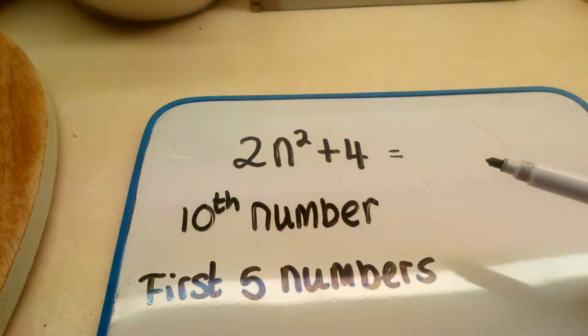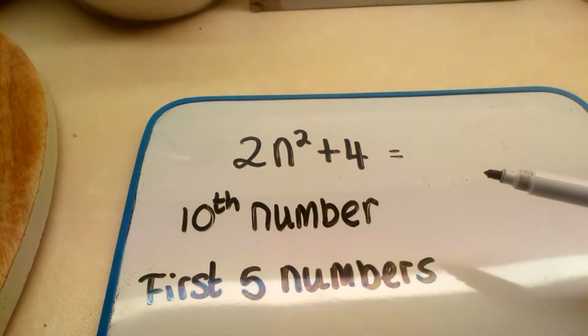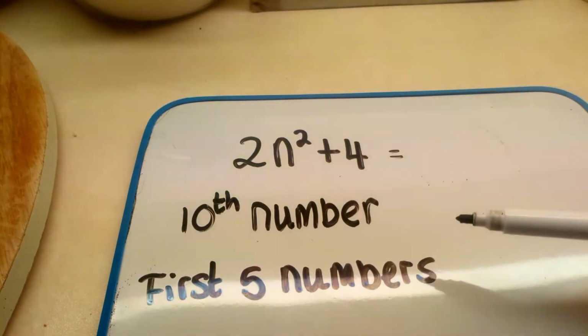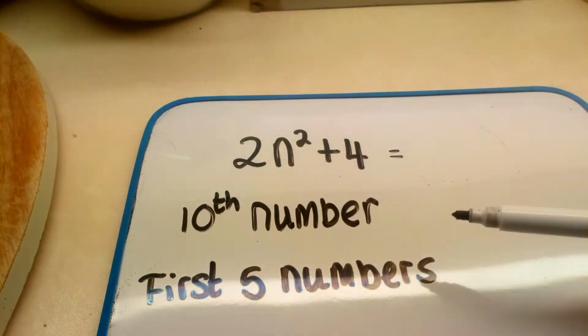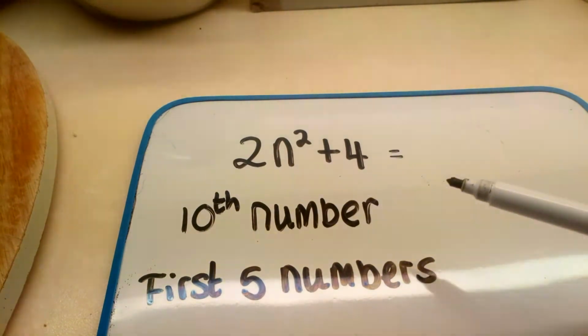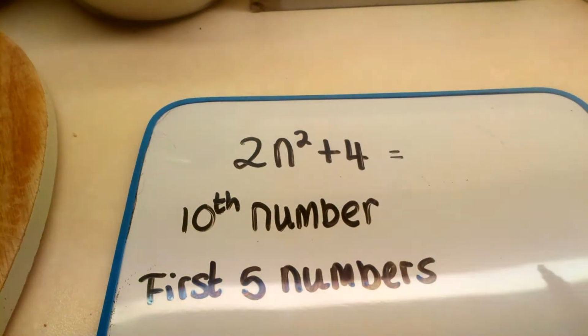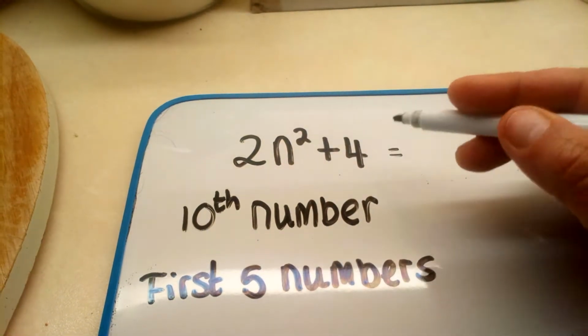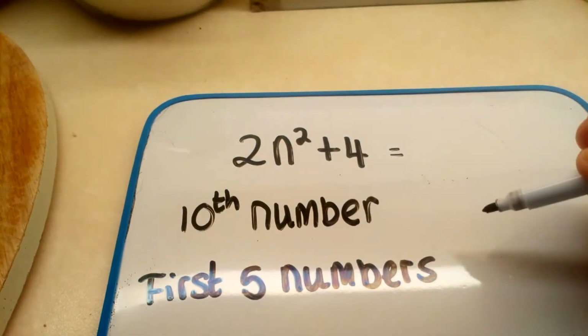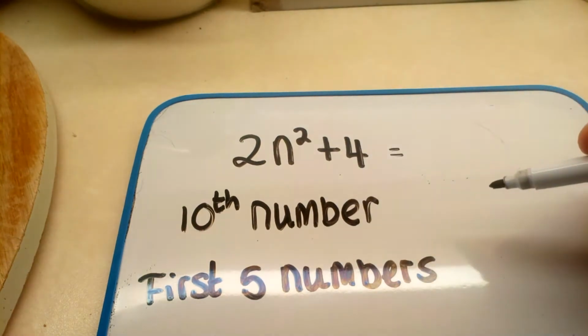This is probably the easiest part of nth term because it's linked with algebra and with an unknown, and all you need to do is swap out the n for what it's asking you for in the question. So for instance, let's have a look at this one. This would have been from a quadratic sequence. It's asking you for the 10th number.